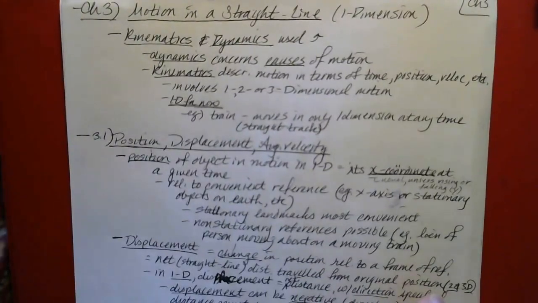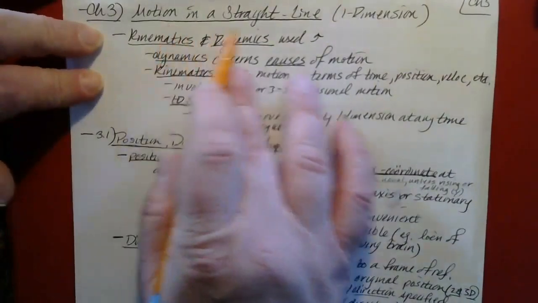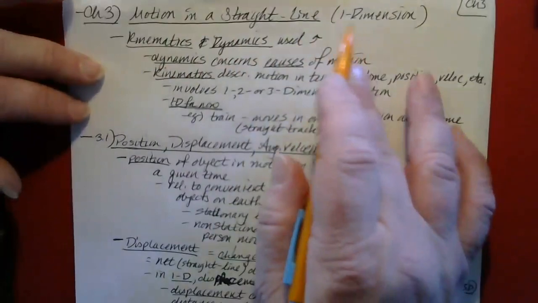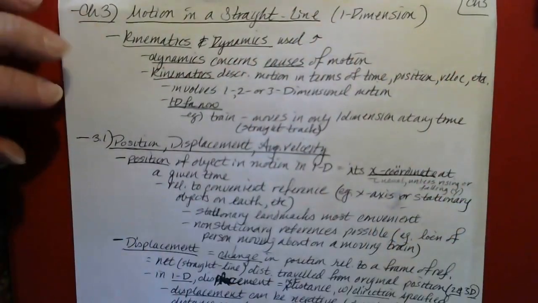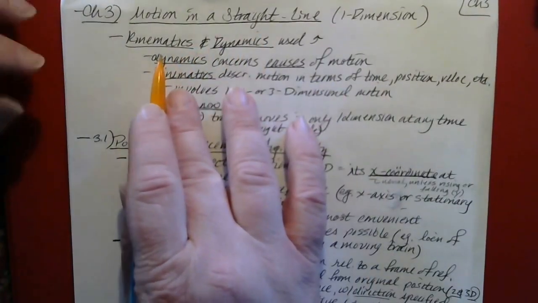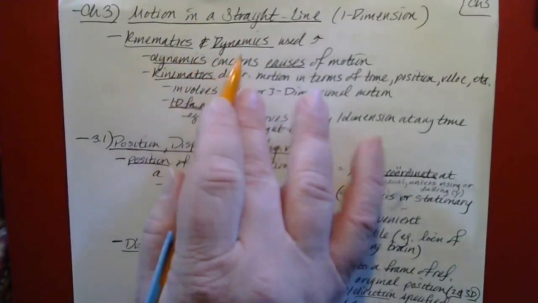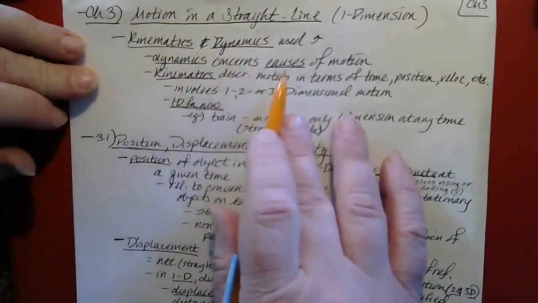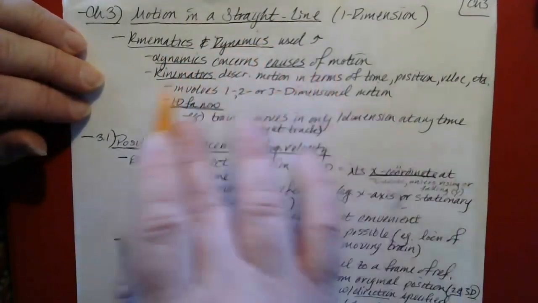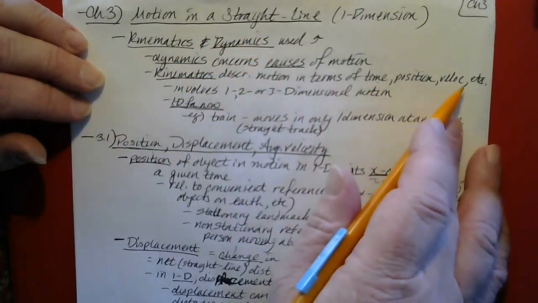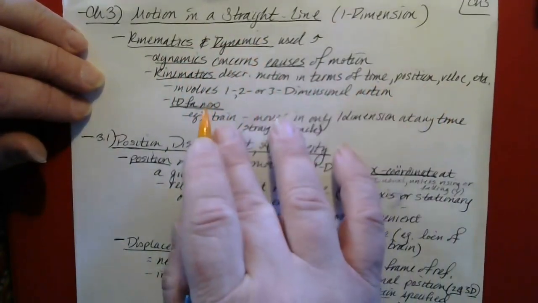And the third chapter is about motion in a straight line, trying to keep things simple at first to keep things one-dimensional, and then we'll branch out into 2 and 3 dimensions. So first of all, for motion in a straight line, we use a combination of what are known as kinematics and dynamics to study motion in a straight line. Dynamics mostly concerns the causes of motion. Kinematics describes motion in terms of time, position, velocity, acceleration, and so on.